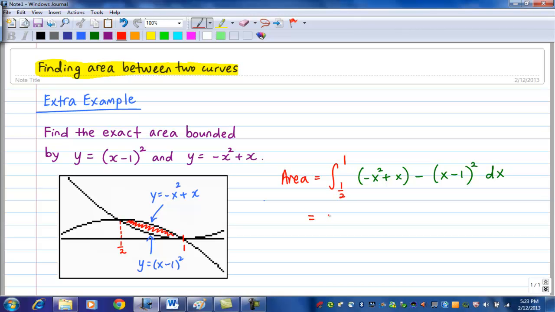Which you eventually arrive at the integral from half to 1 of negative 2x squared plus 3x minus 1. So you will proceed with the remaining steps and eventually you should be able to get 1 over 24.